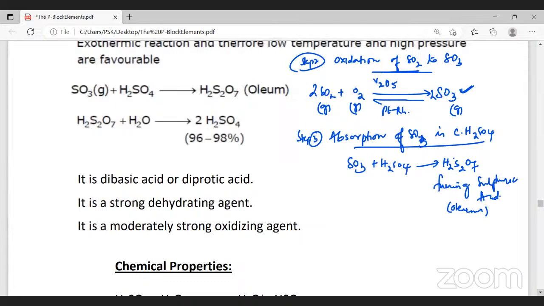Now, I didn't tell you the conditions here. Catalyst, I told you; the pressure is 2 atmospheric pressure and the temperature is 720 Kelvin. It's heated to around 450 degrees Celsius, 720 Kelvin. These conditions you should remember. So you need to remember the pressure as well as the temperature. Now the sulfur trioxide which is formed is absorbed in concentrated sulfuric acid.